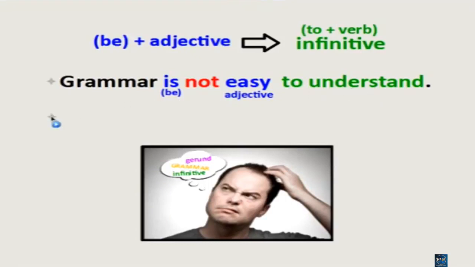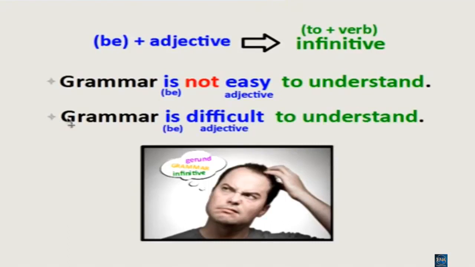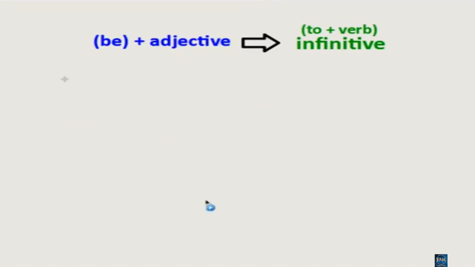I have another way to say this. I could say, grammar is difficult to understand. Again, here's the verb to be, my adjective, and the infinitive, to understand. Good. Let's look at it one other way, okay?